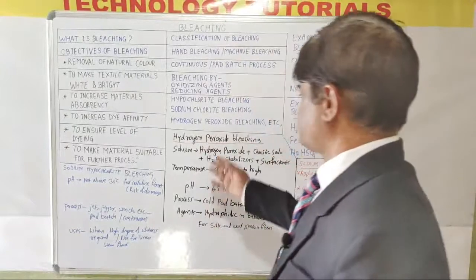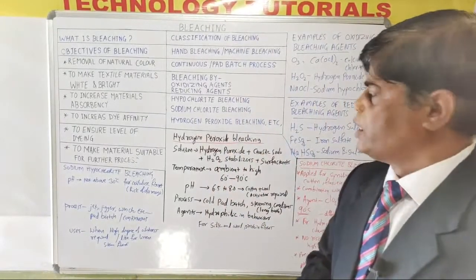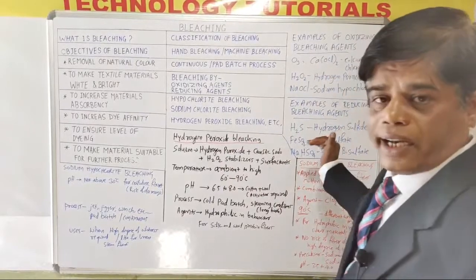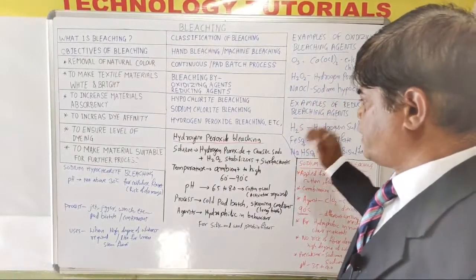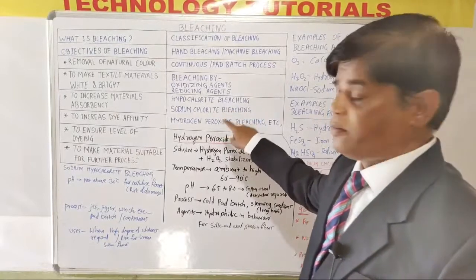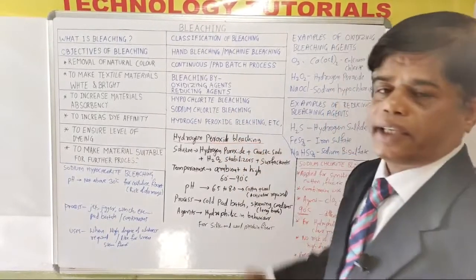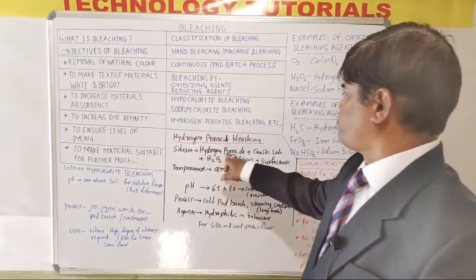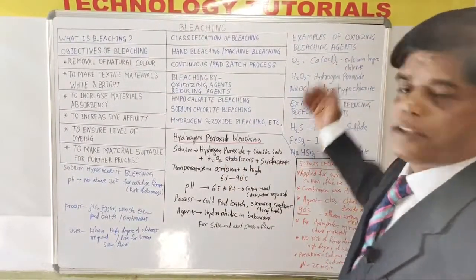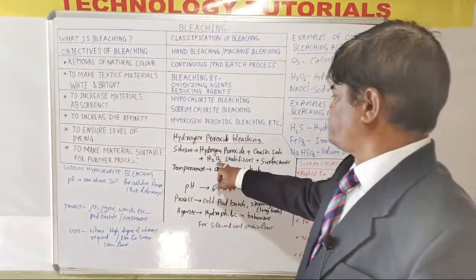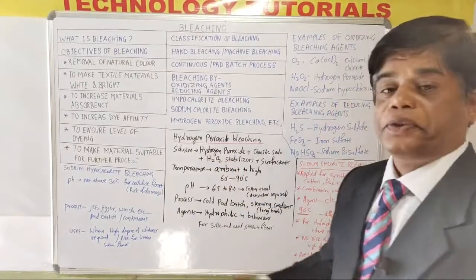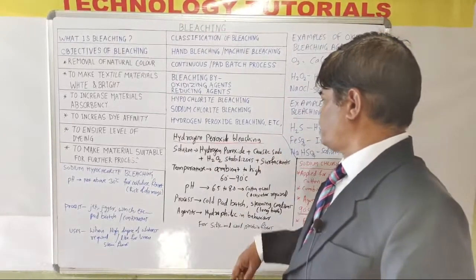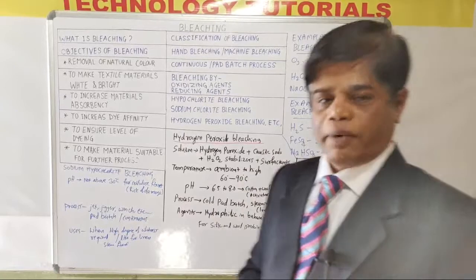We can see the first one, hydrogen peroxide bleaching. This is the oxidizing agent, and the reactive agent is different. After that, the process of hydrogen peroxide bleaching. In the case of hydrogen peroxide bleaching, what is the solution? Hydrogen peroxide is an oxidizing agent. It is used as a mixture of hydrogen peroxide and caustic soda, and it also requires stabilizers.